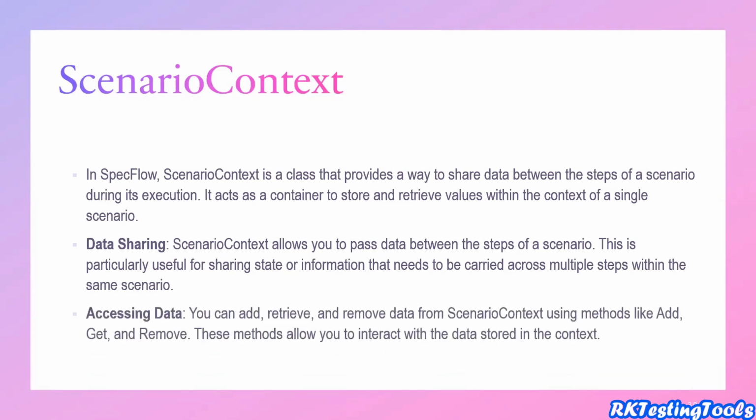And accessing the data. So how do we access the data? Basically, there are a couple of methods in the scenario context that you can use. You can add, retrieve, and remove data from scenario context. That means there are three different mechanisms: adding the data, retrieving the data, and removing the data. If you want to add the data to the scenario context, you can use dot add. If you want to retrieve the data from the scenario context, you have to use dot get. And if you want to remove the data from the scenario context, you can use the dot remove method. These are the three different methods that we use for scenario context to access the data.